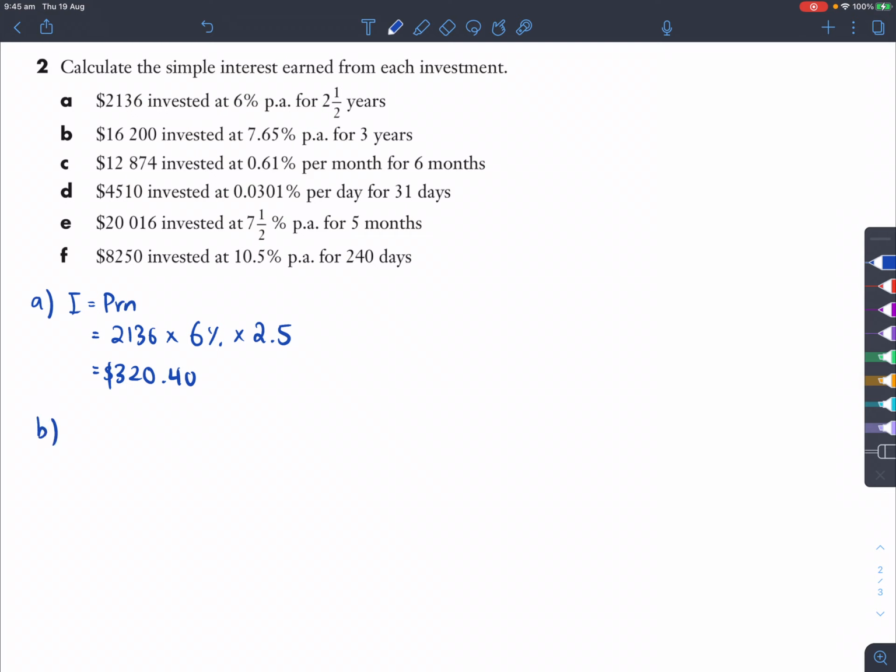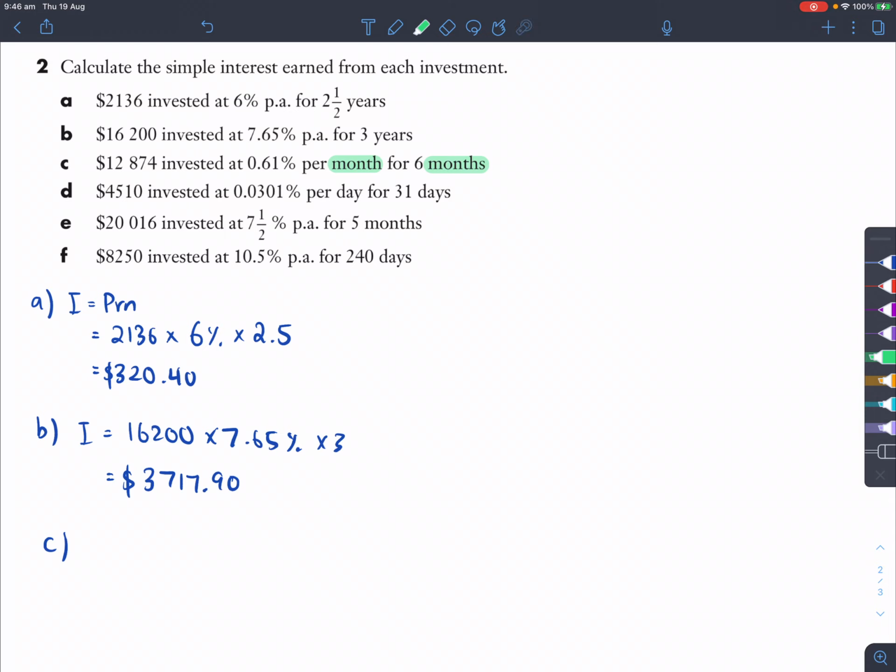Question B. We've got this amount invested at 7.65% per annum for 3 years. It will be exactly the same as what we did before. Using PRN as our formula, we get $16,200 times 7.65% times 3. Notice how these two are the same duration, so we can just put them through to the formula really easily. That would give us an interest of $3,717.90.